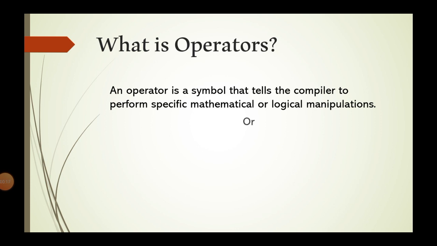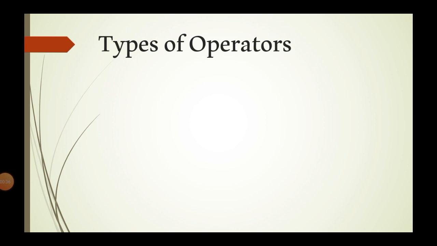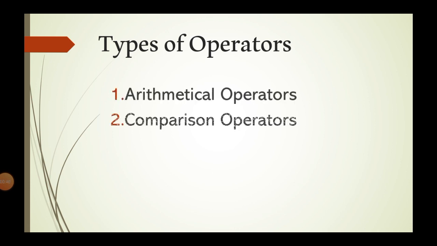Or, another definition: an operator is a programming element that specifies what kind of operation needs to be performed on operands or variables. It means an operator is a symbol that performs a particular operation on the operands or expression. Now there are three types of operators. First is the arithmetic operator, second is the comparison operator, and third is the logical operator.